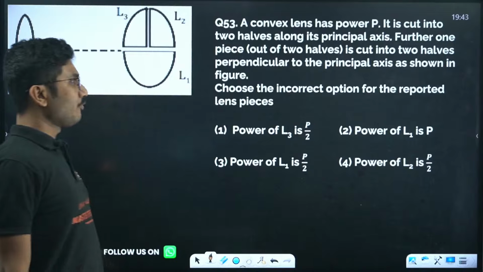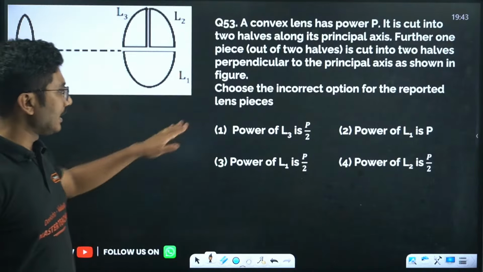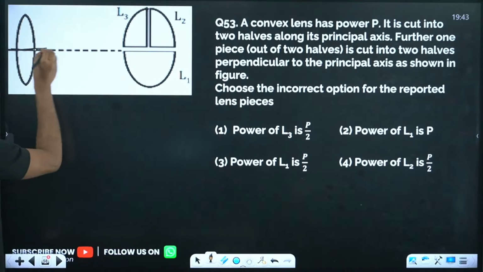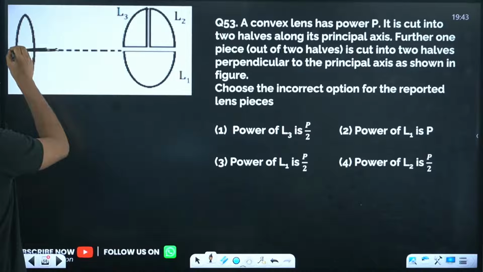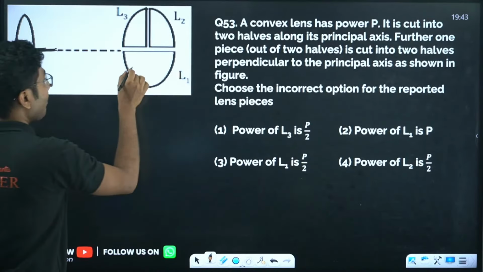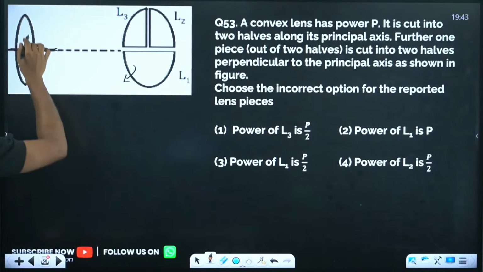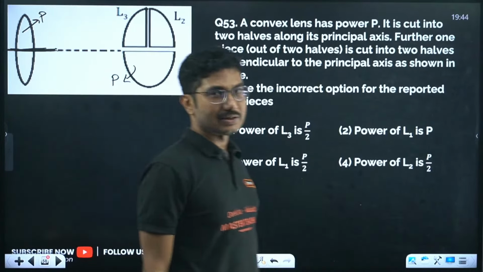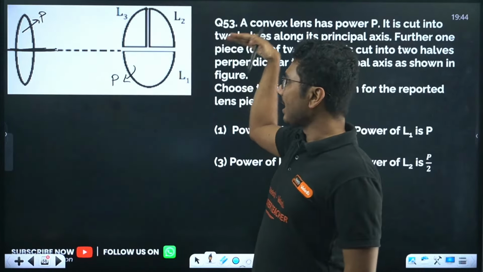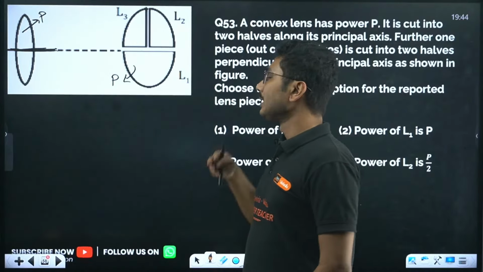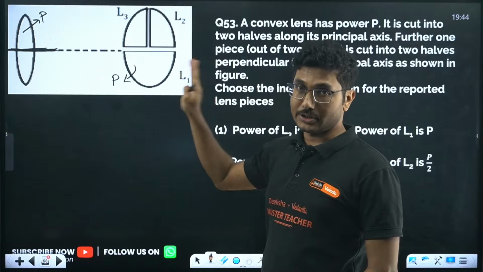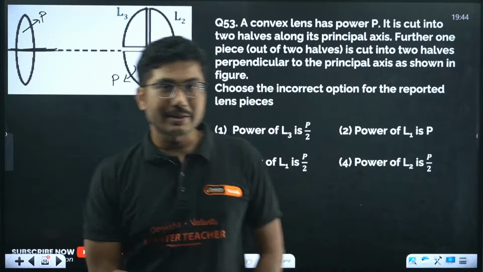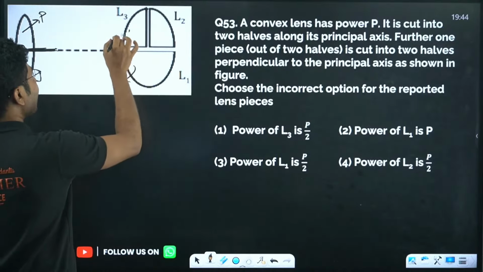Choose the incorrect option for the reported lens pieces. Basically we have to find power. What is the power? Remember, if you cut a lens along its length, in the horizontal direction, power does not change. So whatever is the power of this lens, the same power will be of this half length as well. If you cut a lens along its principal axis, its power does not change. But if you cut the lens along its diameter like this, then power becomes half.